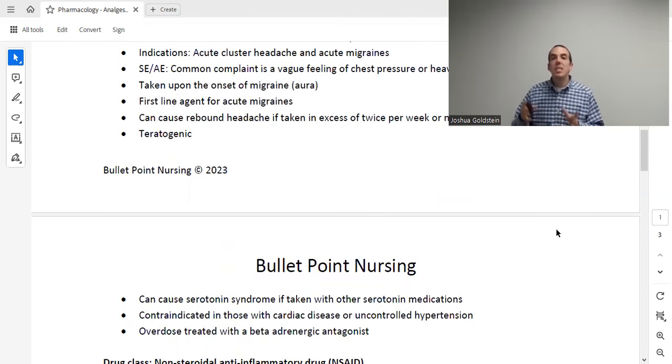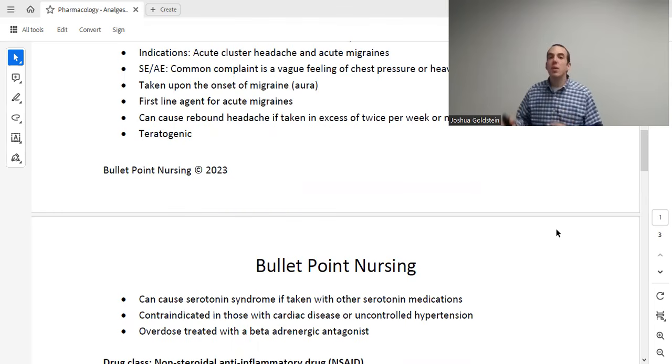It is meant to be taken as soon as they feel their headache coming on, because the sooner they take it, the better and more effective it will be. This is the first line medication for an acute migraine. Obviously, there's plenty of over-the-counter medications that most commonly patients would have tried by the time they get to us giving them prescription medication. But in terms of prescription medications, this is the first line agent.